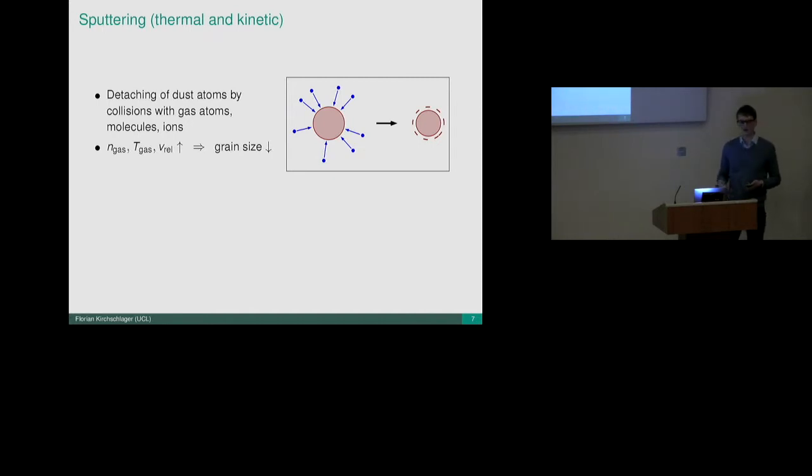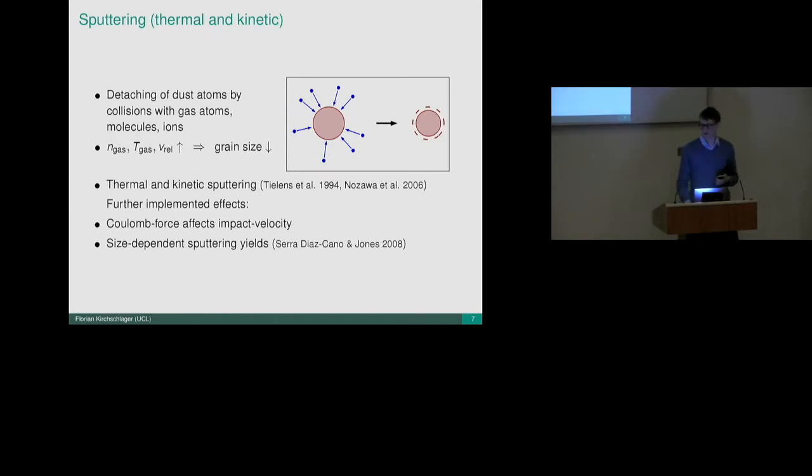Of course, it's higher the higher the gas density is, and the higher the temperature of the gas. We do this not on an atomic basis, but with an analytic approach based on studies from Thielens et al. and Lozava et al. We also implemented Coulomb forces there because it has an impact when we have a charged grain and a charged gas, then there's a repulsion force. And we also implemented a size-dependent effect because for very small, tiny grains, electrons might tunnel through these grains, which also has an impact.